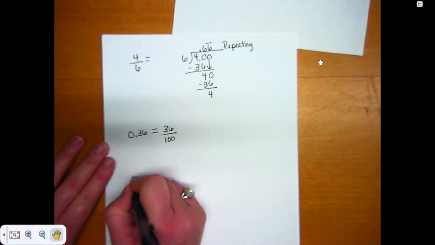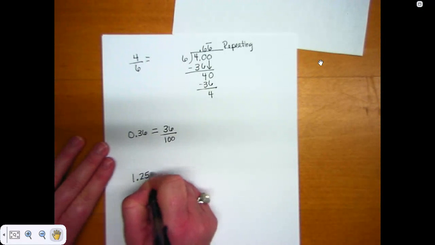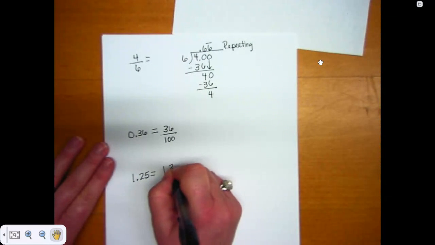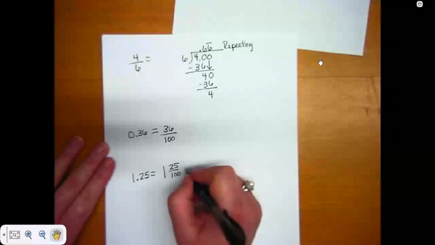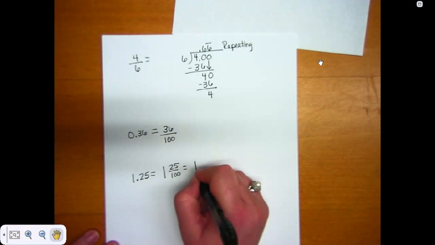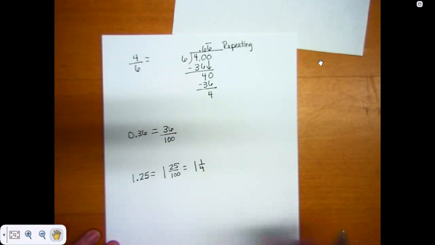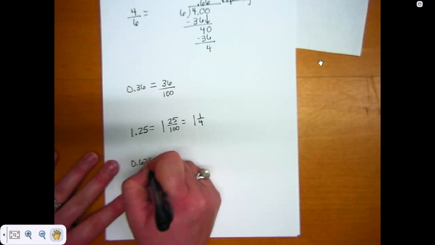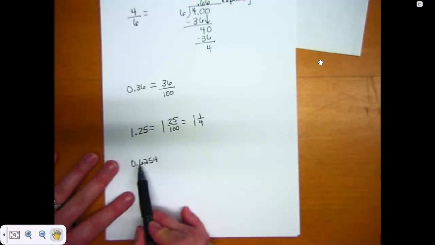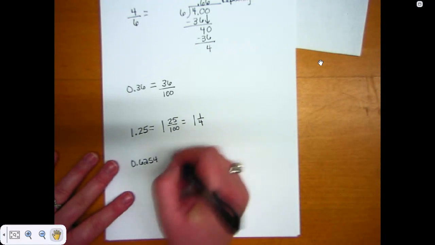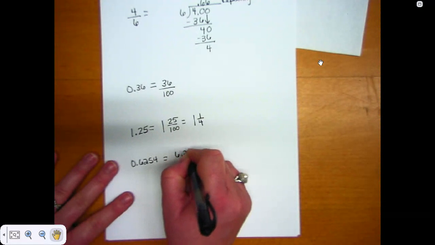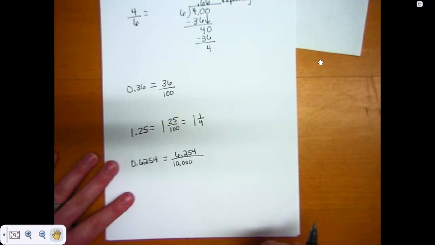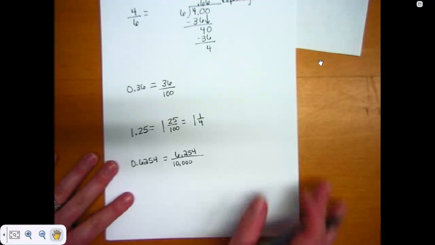What if you had 1.25? We would say this as 1 and 25 hundredths, so that would be 1 and 25 over 100, and we know we could reduce that by 25, and we could get 1 and 1/4. Okay, we could have 0.6254. So we could do our place value: tenths, hundredths, thousandths, ten thousandths. So this would be 6,254 over 10,000. If you can read that decimal, you can write it as a fraction. So that is how you do that.